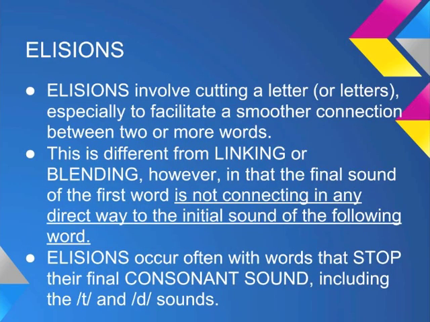Elisions involve cutting a letter or letters, especially to facilitate a smoother connection between two or more words. This is different from linking or blending, however, in that the final sound of the first word is not connecting in any direct way to the initial sound of the following word. Elisions often occur with words that stop their final consonant sound, including the t and d sounds.